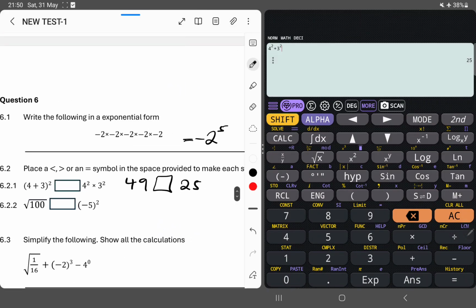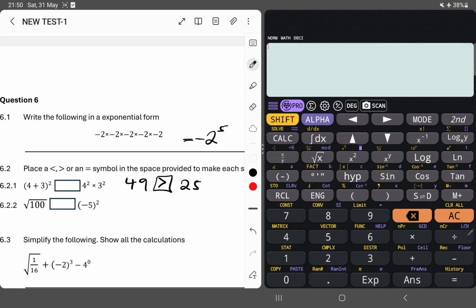Right, therefore, is 49 and 25, are they equal? Nope, means I have to put the correct sign. Out of these 2 signs, which one should I put? 49 is greater than 25, or 25 is less than 49, meaning this is the sign that I'm going to have. 49 is greater than 25.